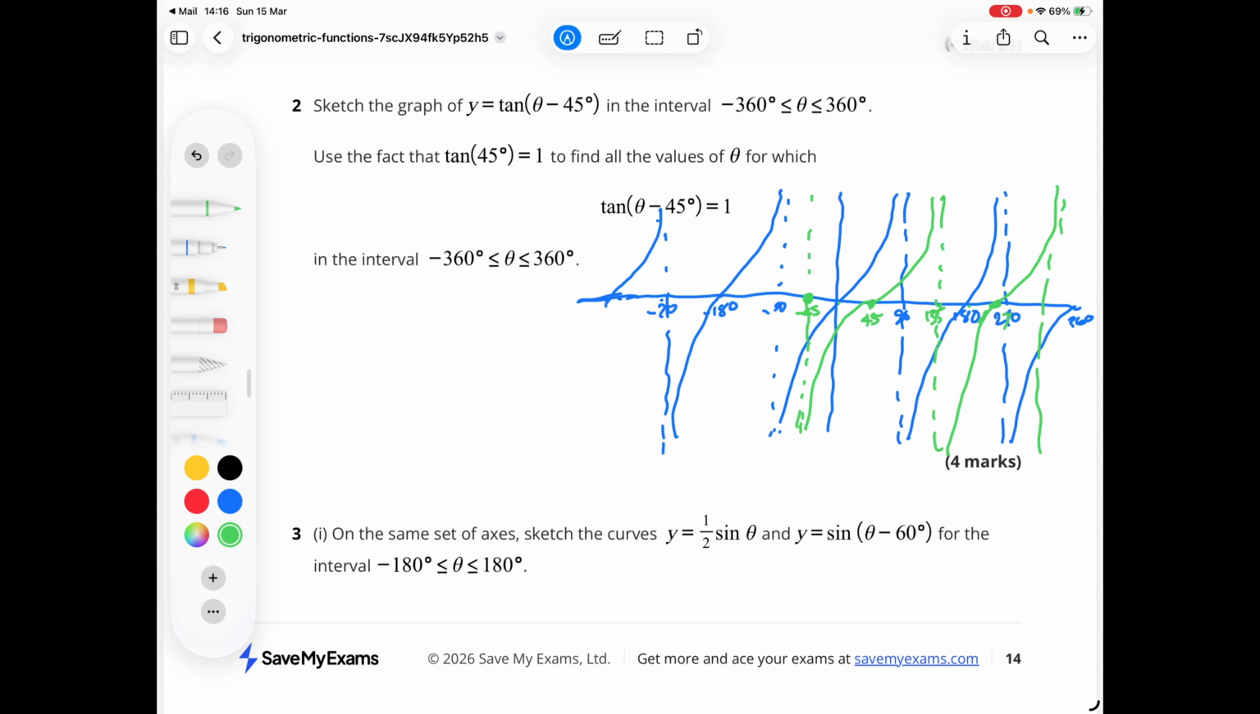So normally tan 45 would equal 1, but now when does it equal 1? It equals 1 at 90, and then it equals 1 at 270. So it would be 45 minus that. So 270 is going to be the next one.